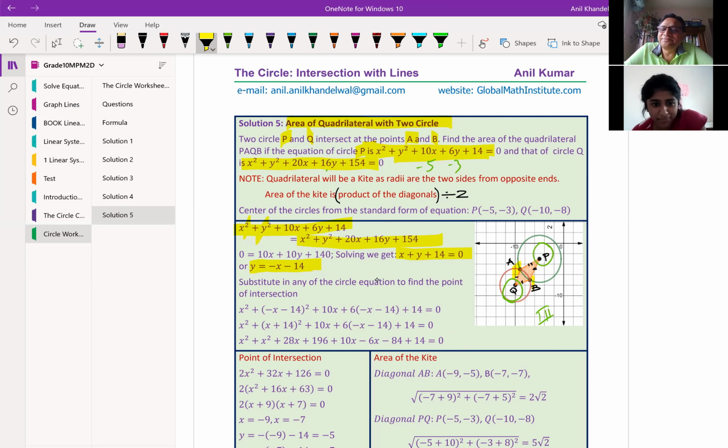Can we sub? Oh no. Wait. So solving. Oh no. Can we sub that equation into one of the circle equations? Perfect. So at this time also students get confused. They've already used both the equations of the circles and they come up with a line.